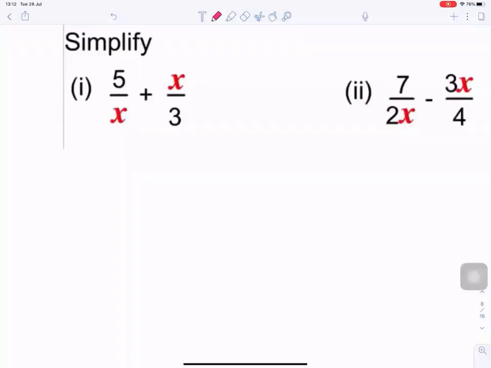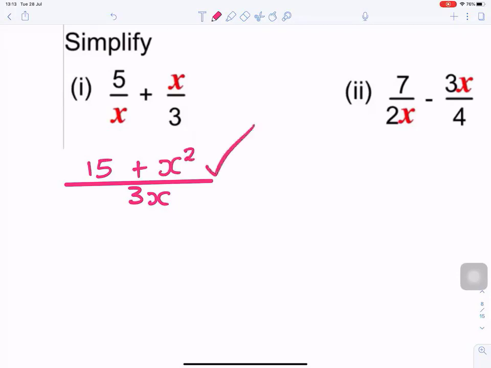First one. So what I did was I times x and 3 to get the denominator, which is 3x, and then I just did 5 times 3, which is 15, and x times x, which is x squared, so 15 plus x squared over 3x. That's it. That's correct. Perfect.